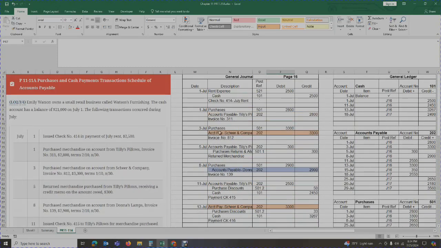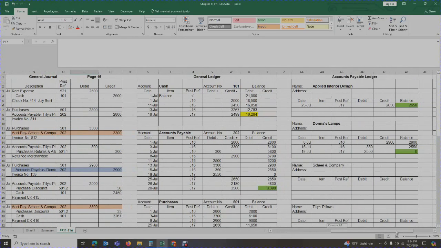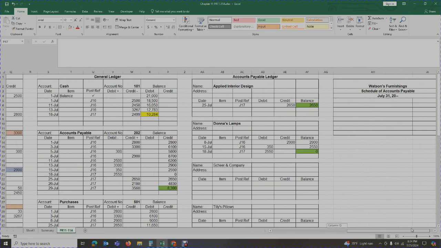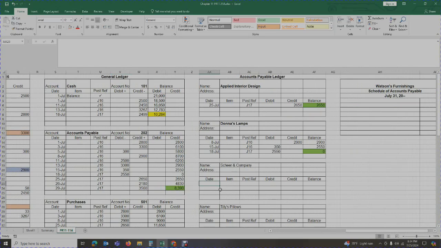And we always tackle them in date order, in date sequence. So we're going to start off with July the 3rd, a credit of $3,300. This is Journal 16. And we have a credit of $3,300. That is going to be my balance.